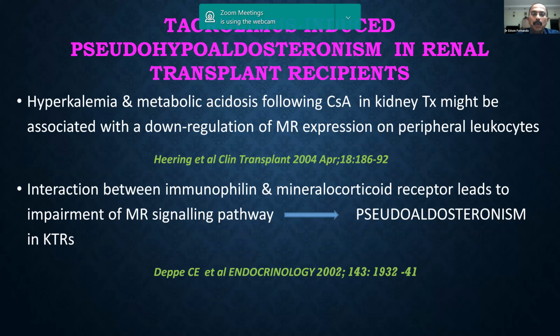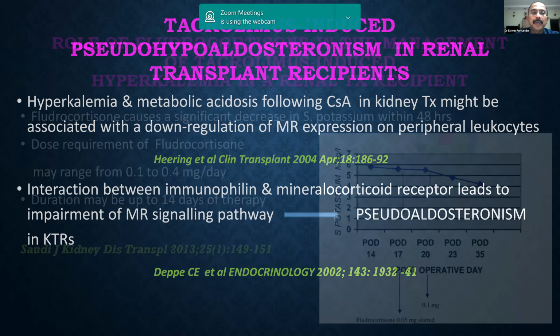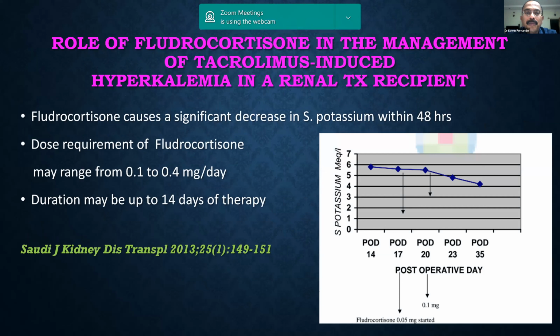Now, one has to also keep in mind pseudohypoaldosteronism. Hyperkalemia and metabolic acidosis following cyclosporin in transplant may be associated with downregulation of mineralocorticoid receptor expression of the peripheral leukocytes. And there is interaction between immunophilin and the mineralocorticoid receptor that leads to impairment of the MR signaling pathway and could lead to pseudohypoaldosteronism. What is the role of fludrocortisone in this group of patients? It causes a significant decrease in the potassium within 48 hours. The dose ranges from 0.1 to 0.4 milligram per day. Duration may be up to 14 days of therapy.